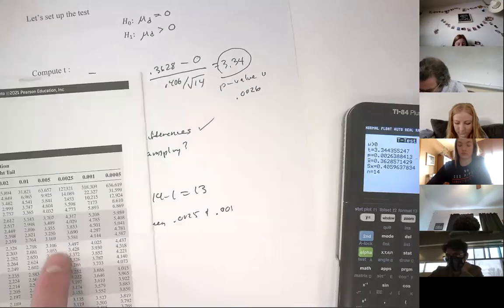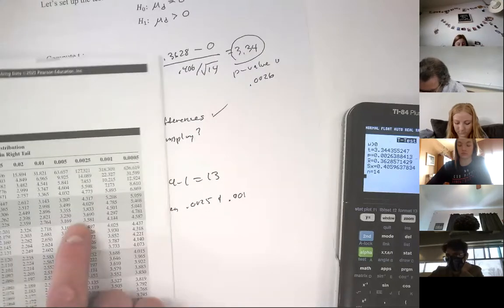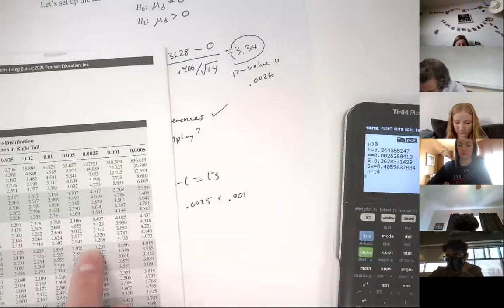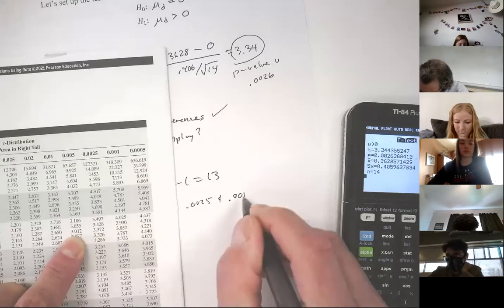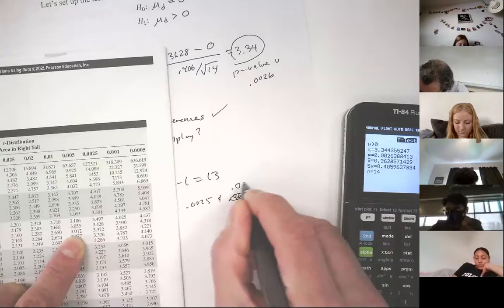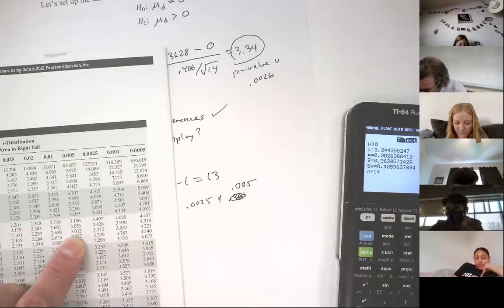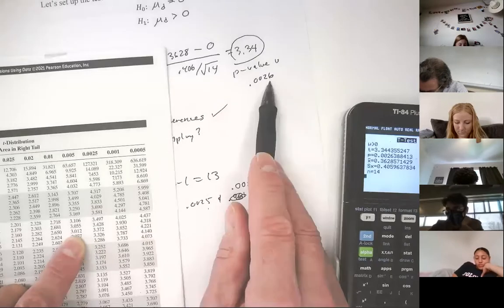I don't know. Is that really right? Was it 13? 3.3. No, 3.34. It's back here. It should be 0.005 and 0.0025, right? I think that's right. So it's slightly bigger than 0.0025, which it is. 0.0026.